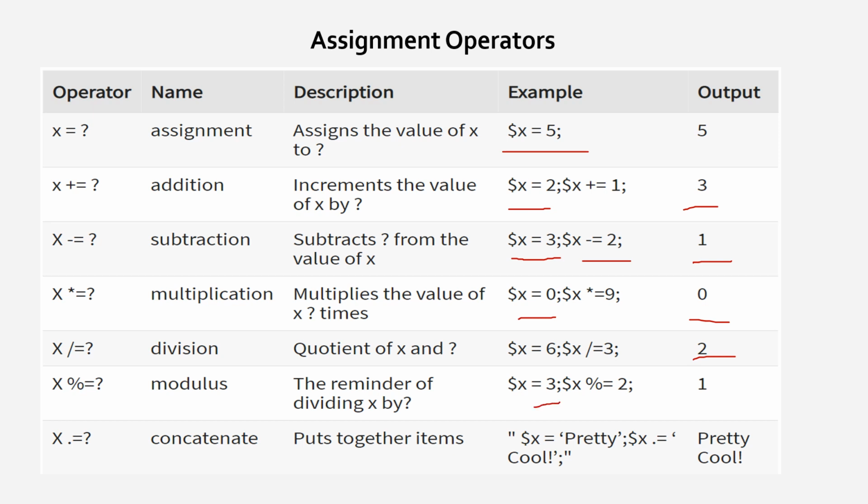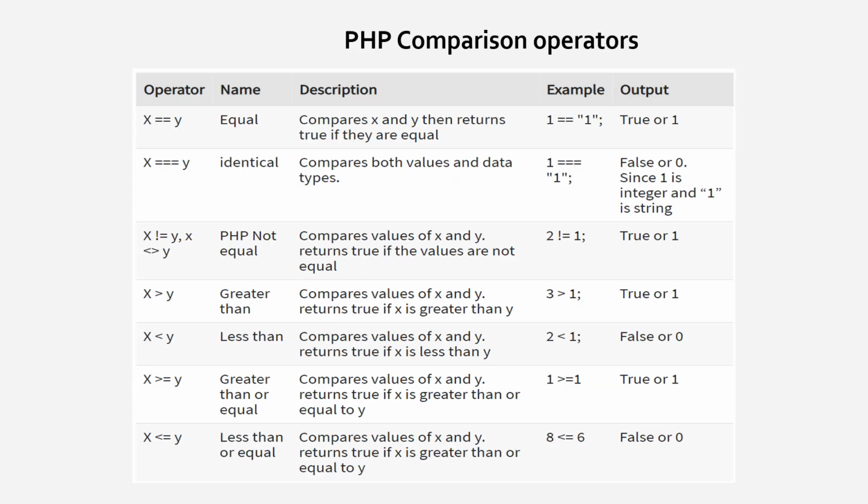This is also like that. 3 mod 2 is equal to 1. Okay, 3 mod 2. Okay, correct. Similarly, another thing is concatenation. In a similar fashion that will work. $x concatenation equal to this, so this will be concatenated and we will get this. This is about assignment operators. Now let's see the comparison operators.